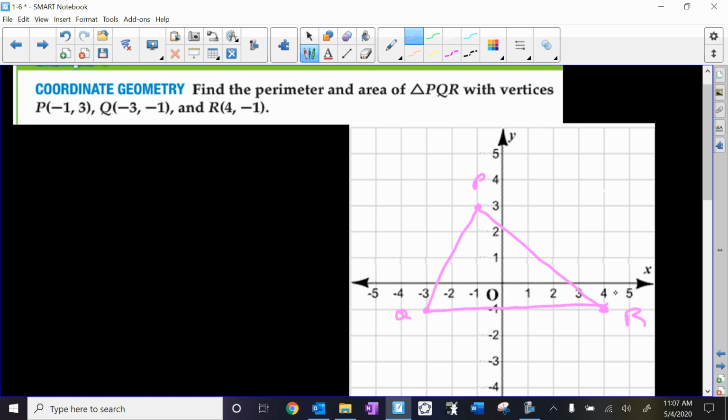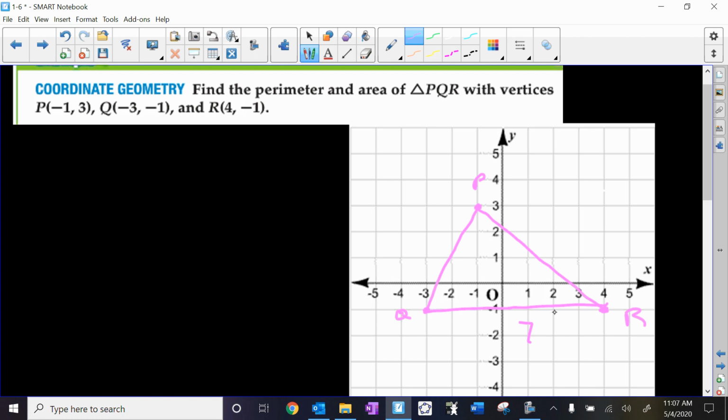We're going to start with perimeter. So for perimeter, we're going to have to actually use the distance formula at some point. We can count this bottom portion from Q to R. That's going to get us 1, 2, 3, 4, 5, 6, 7. But then we have to find PQ and PR as well.